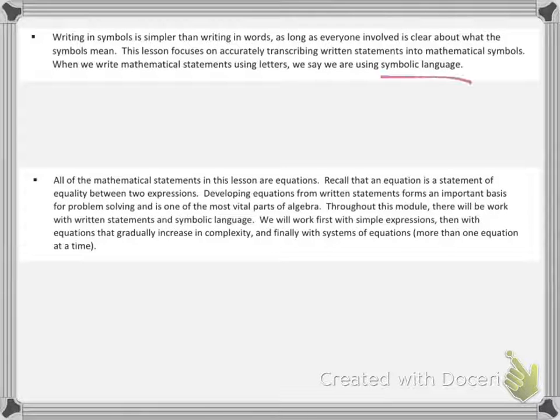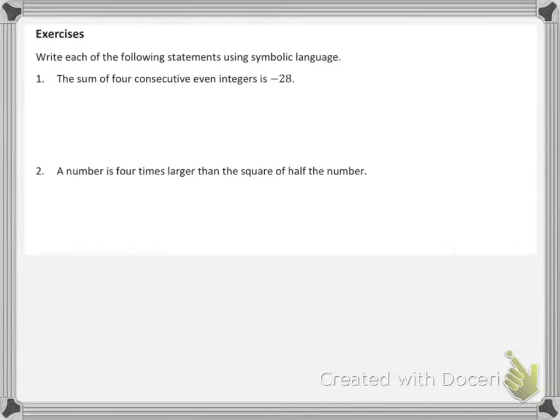So we're going to be turning the written word, like a story problem, into symbolic language in the form of an equation. All the mathematical statements in this lesson are equations, and remember, equations are a statement of equality between two expressions. So equations have equal signs, and we're going to develop those equations from the written statements that we see. Okay, so let's get started and try a few exercises.